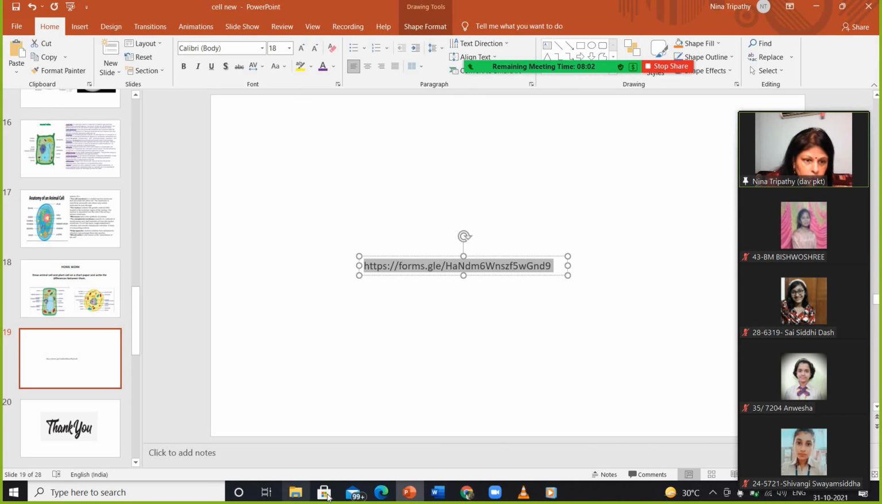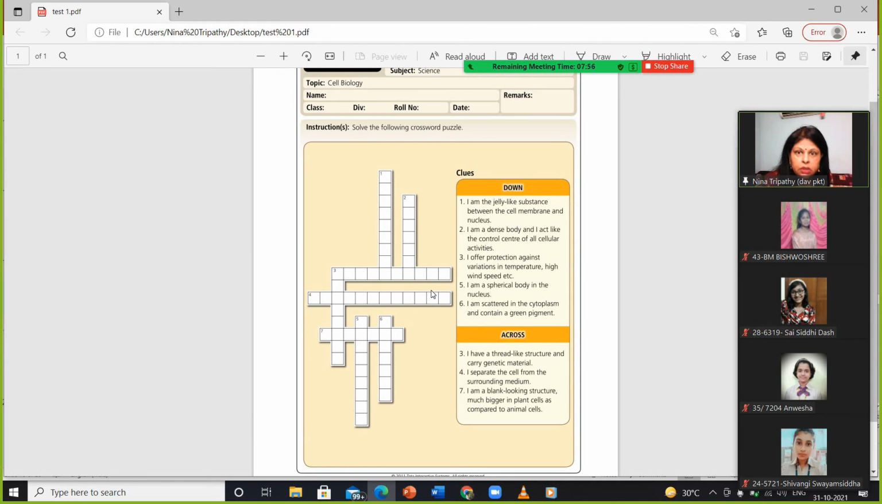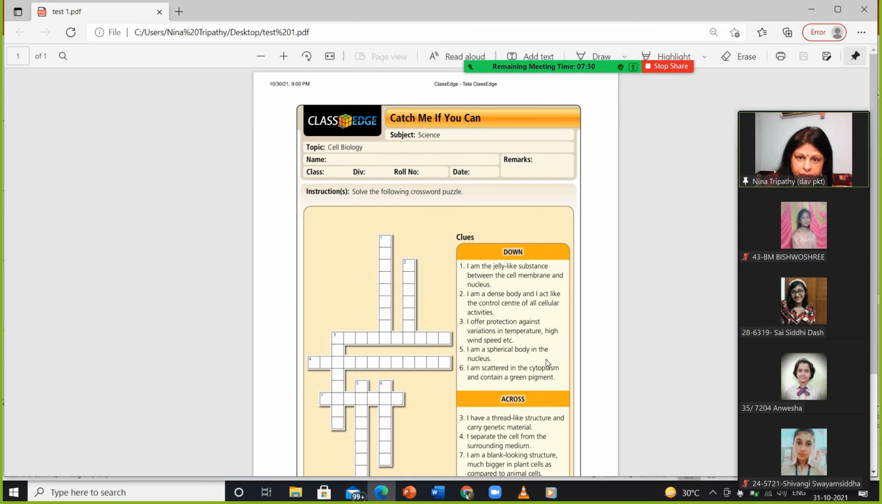Then we will go to another one. I will send you this one in your group. I am the jelly-like substance between the cell membrane and the nucleus. What is that? Very good. I am the dense body, acting like the control center of all cellular activities. What is that? Ma'am, nucleus. Very good. I offer protection against variation in temperature and high wind speed. What is that? Okay. Then next one, I am the spherical body in the nucleus. Yes, nucleolus. Good. Very good.